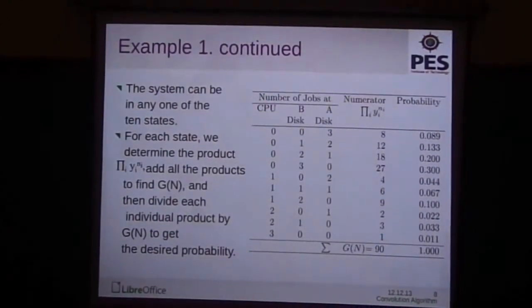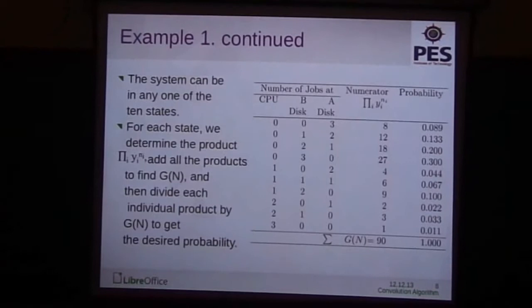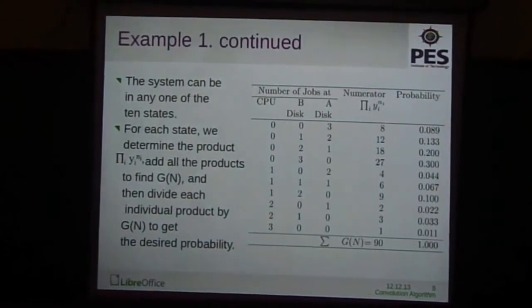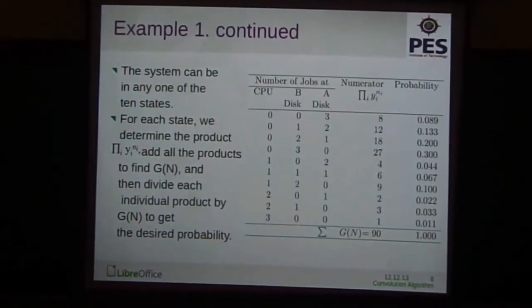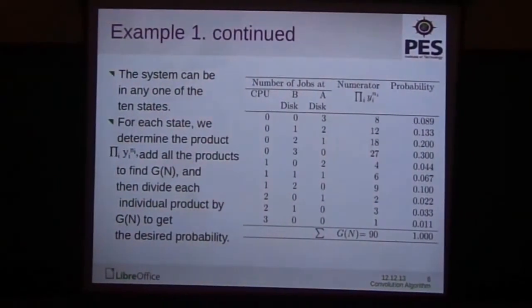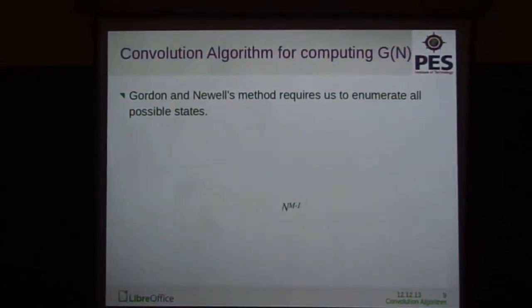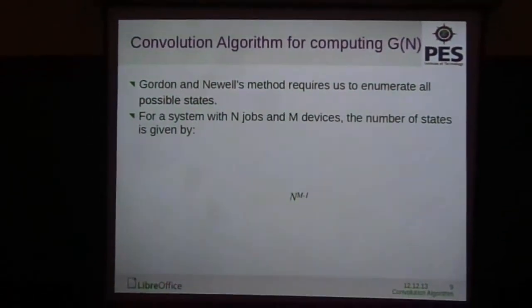These states and their probabilities are shown in this table. For each state, we first determine the product of yi to the power ni, add all the products to find gn, and divide each individual product by gn to get the desired probability. The next slide will tell about the convolution algorithm for computing gn.